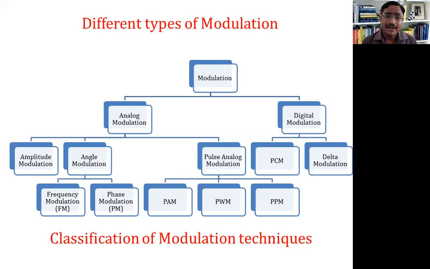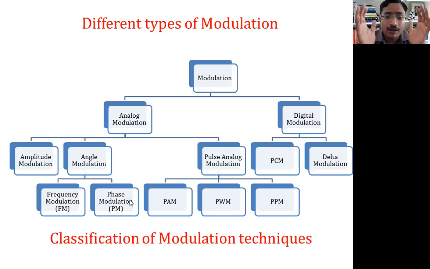Now, angle modulation is again bifurcated into 2 categories: frequency modulation and phase modulation. If the frequency of a carrier is varied according to the amplitude of the information signal, then we call it a frequency modulation. And if the phase of the carrier is varied according to the amplitude of the information signal, then it is called a phase modulation. We will discuss it later in detail.